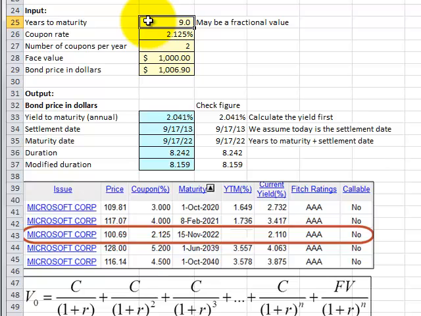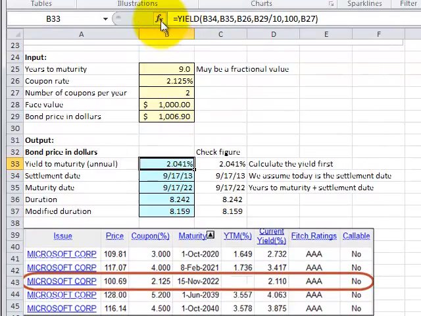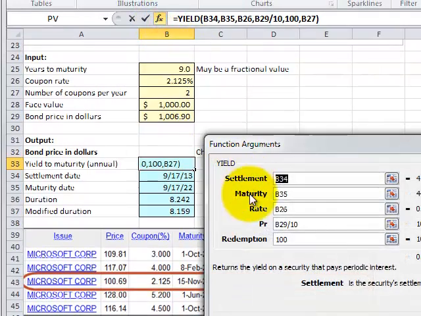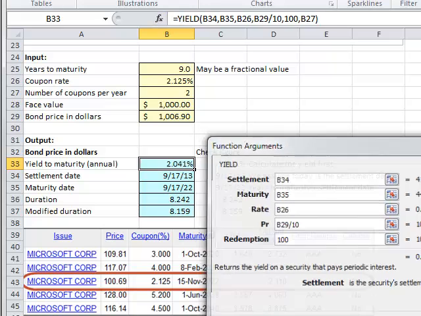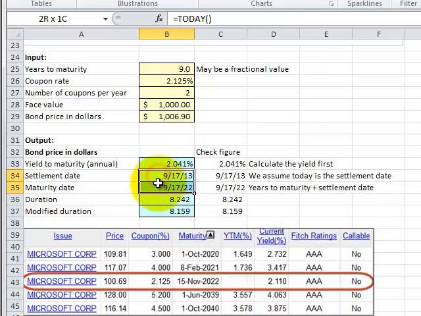We have a number of years to maturity, 9 years, and somehow need to turn that into a calendar date. The rest of the parameters are listed here. The first thing we have to do is calculate the yield on the bond. But even the yield function requires a settlement date and a maturity date. So we're going to come down here in these two cells and generate our own settlement dates and maturity dates. I'll show you a little trick.